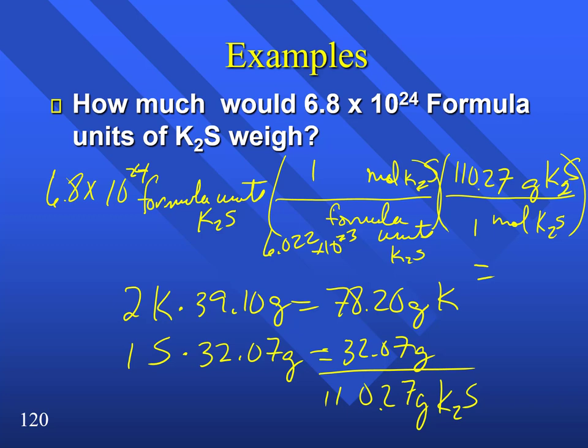And when you're done with this, the calculator screen fills up with numbers. You got to decide where to round. The 6.8 times 10 to the 24th has 2 sig figs. The 6.022 is 4, and the 110.27 is 5. So my answer should have 2. So that is 1,200, because I got 1245 on my calculator, grams K2S.